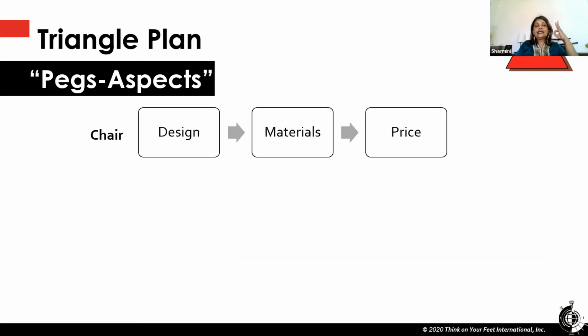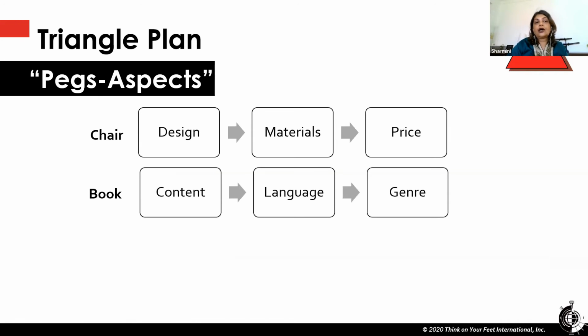So what are 3 things I can talk about when I am discussing a chair? You're looking at a chair, you're sitting on a chair. I can discuss its design. I can discuss its materials. I can discuss its price, okay? What if I'm talking about a book? I can discuss the content of the book. I can discuss the language of the book. I can discuss genre, the type of book. Is it a romance book? Is it a mystery? Is it a science fiction book? Okay.